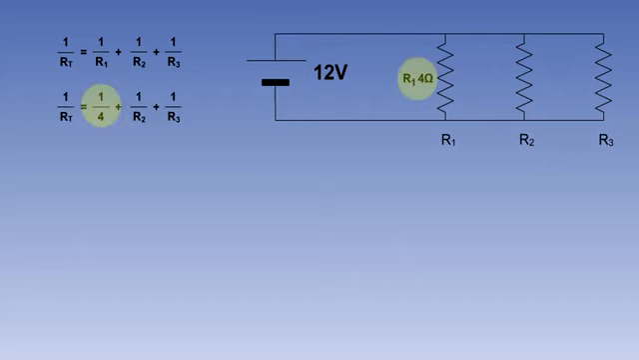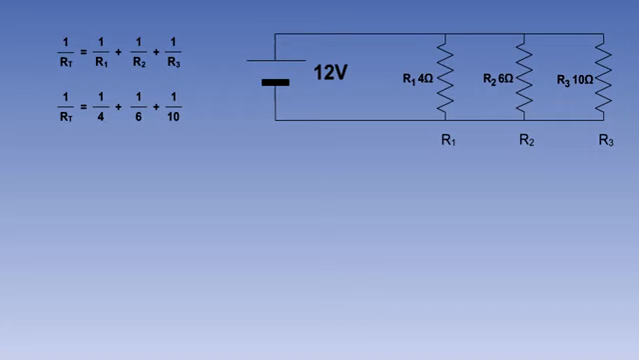R1 is 4 ohms, R2 is 6 ohms, and R3 is 10 ohms. Using our formula, 1 over RT equals 1 over 4 plus 1 over 6 plus 1 over 10.